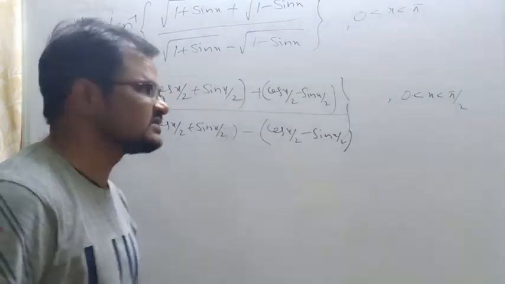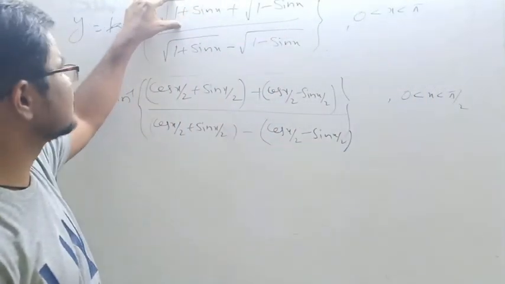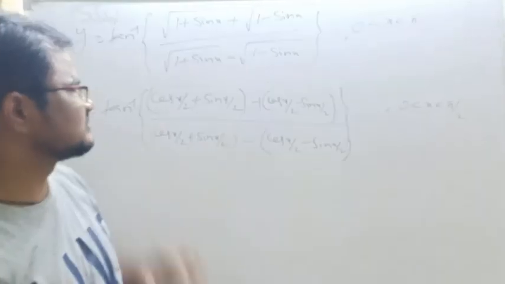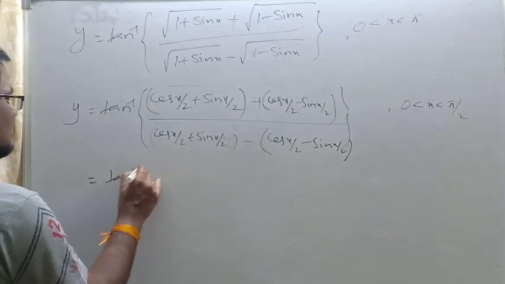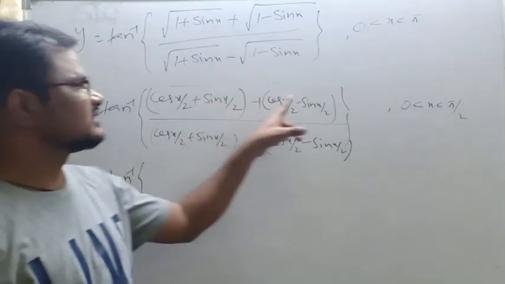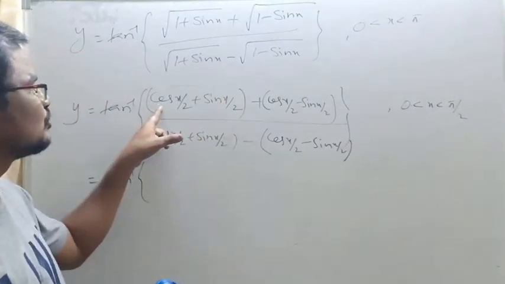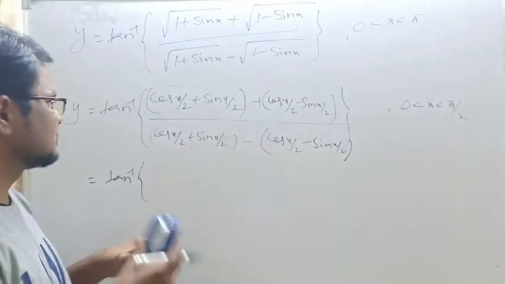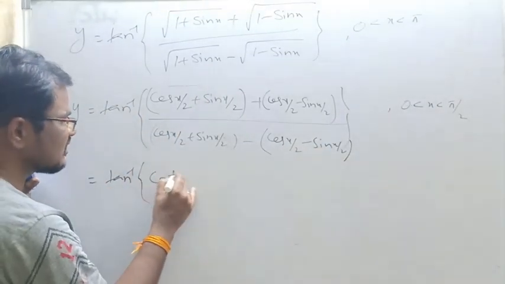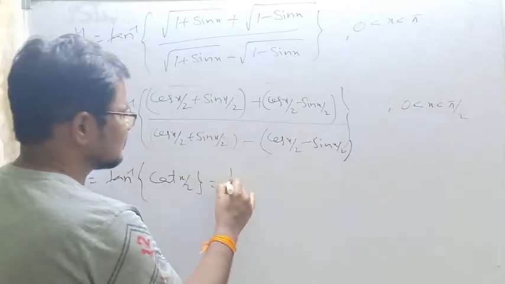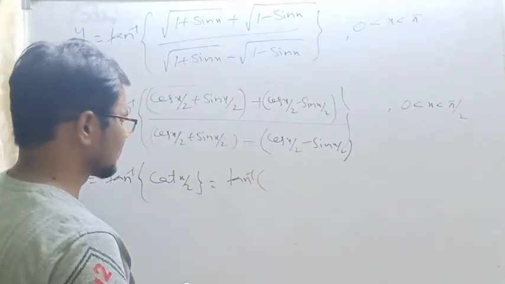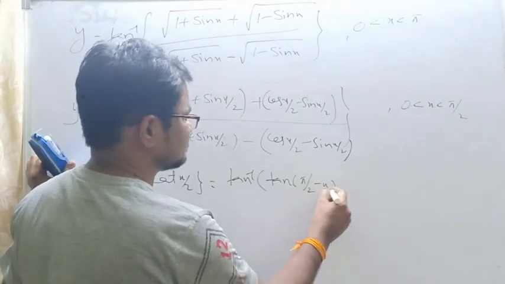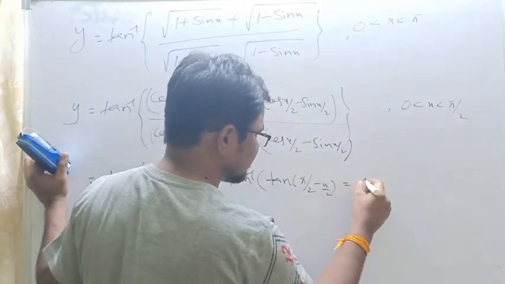Once again listen, in this interval this is positive, so previously what you taken, this is also positive, here positive only. So that's why tan inverse of what we will get here: minus sin x by 2 plus sin x by 2 get cancelled, 2 cos x by 2, and here minus of minus plus, here minus get cancelled. So cos by sin means cot x by 2 you will get, that is equal to tan inverse of tan of pi by 2 minus x by 2, that is equal to pi by 2 minus x by 2.